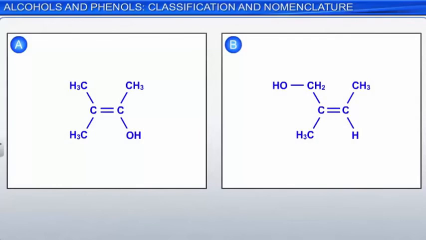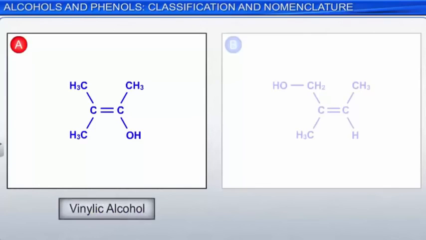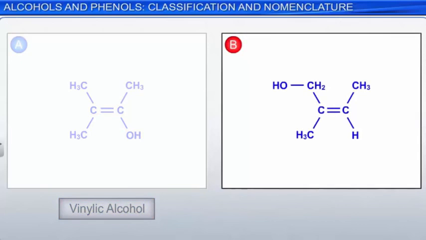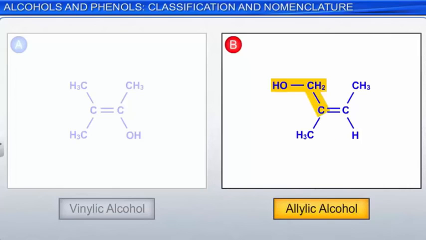Can you classify these structures as allylic or vinylic alcohols? Structure A shows a vinylic alcohol. Notice how the hydroxyl group is linked to a carbon participating in a carbon-carbon double bond. Structure B shows an allylic alcohol. The hydroxyl group is bonded to a carbon that is adjacent to a carbon-carbon double bond.